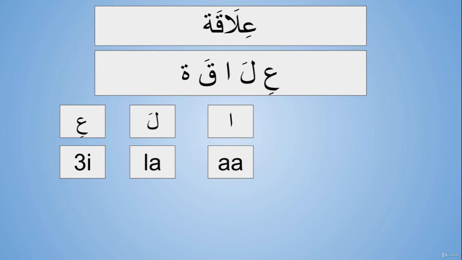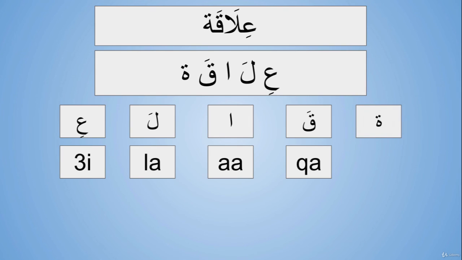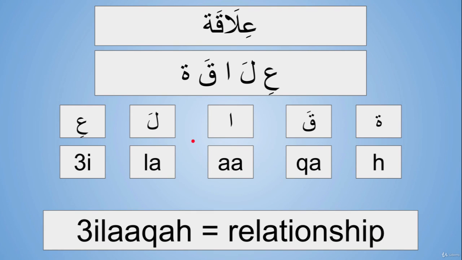And then we have Qaf with Fatha. So it sounds as Qa. And then we have Ta marbuta, which sounds as h. Then putting it all together, علاقة, which means relationship in Arabic.